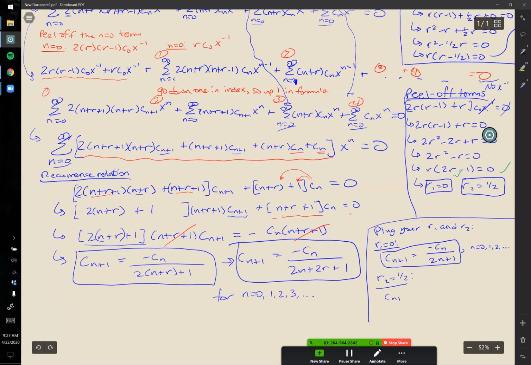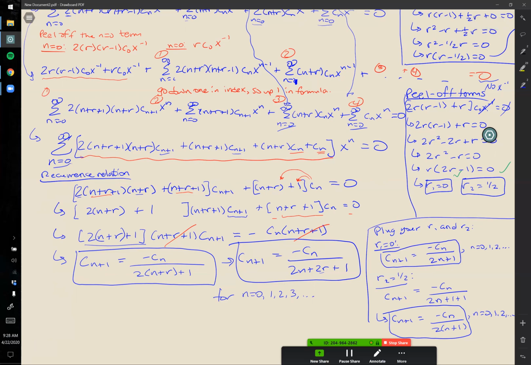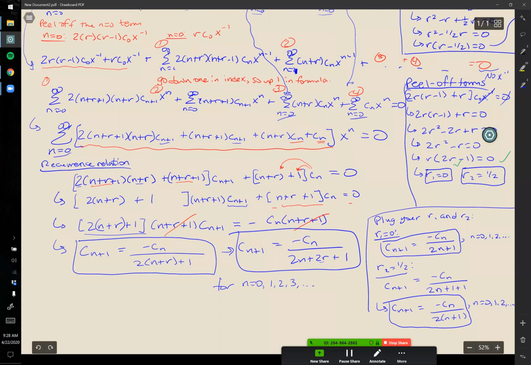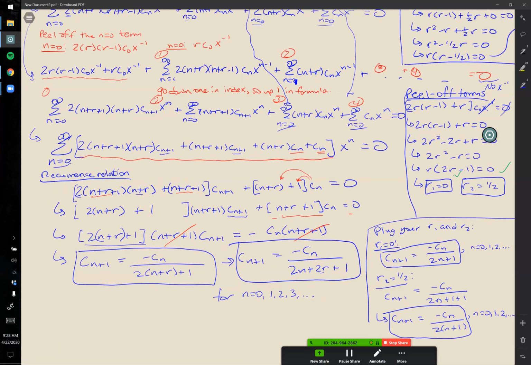We would get C_{n+1} is equal to negative C_n over 2n plus 2 times 1/2, which is 1, so plus 1 plus 1. Which means C_{n+1} is equal to negative C_n over 2n plus 2, which I'll just factor out as 2 times n plus 1, for n equals 0, 1, 2, and so on. Okay, all right, so that's what we get.